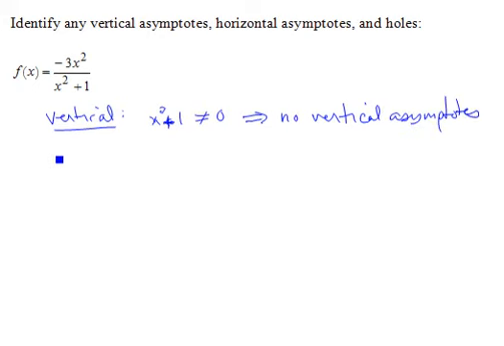To find holes, we look for places where we have a 0 in the denominator and in the numerator for any specific x value. Because we had no vertical asymptotes, and really specifically no places where the denominator is 0, there will also be no holes in this function. We can make a note that the denominator is never 0.